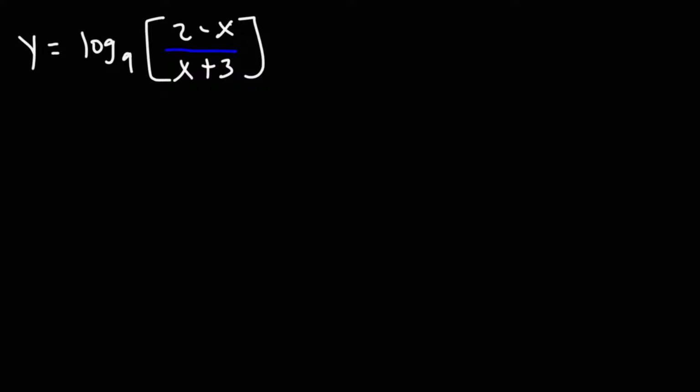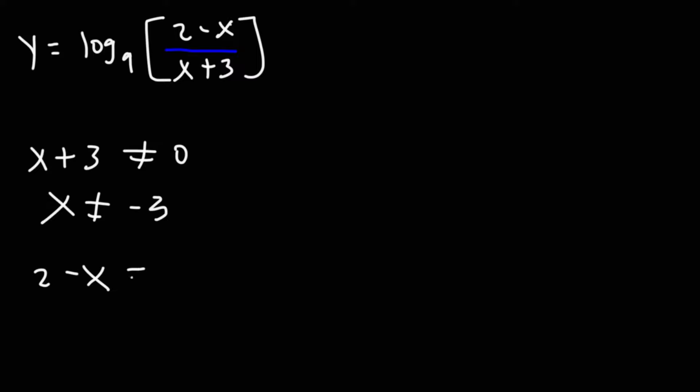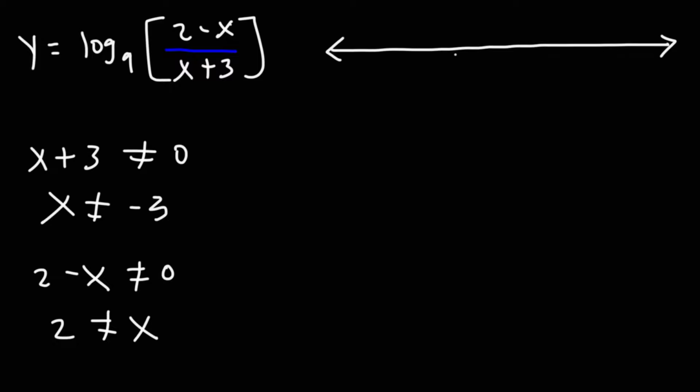So for rational functions within a log, we know that the denominator cannot be equal to 0. So x cannot be -3. And also the numerator can't be 0 because we can't have a log of 0. So if we add x to both sides, we get that 2 cannot equal x. So on our number line, we can take out -3 and +2. So let's put an open circle at those 2 points.